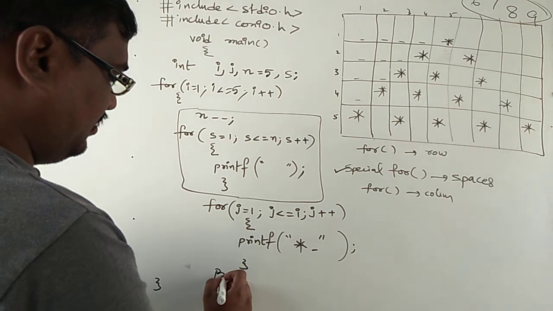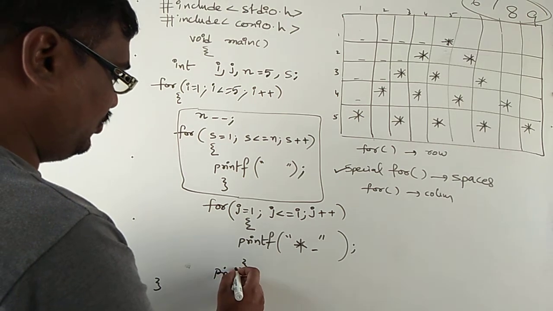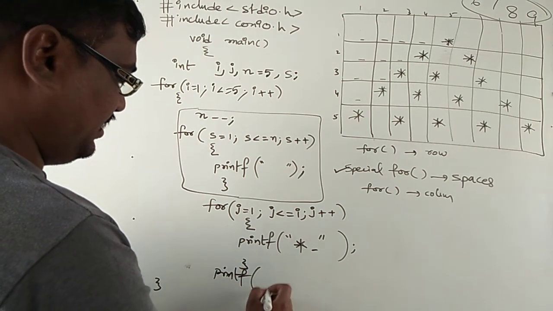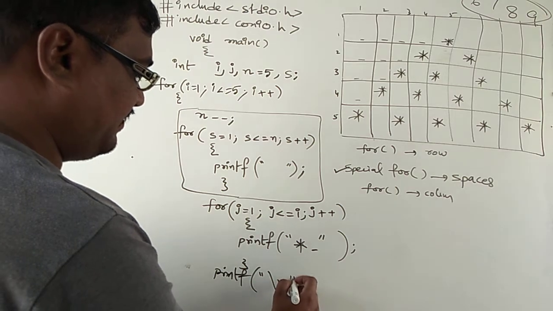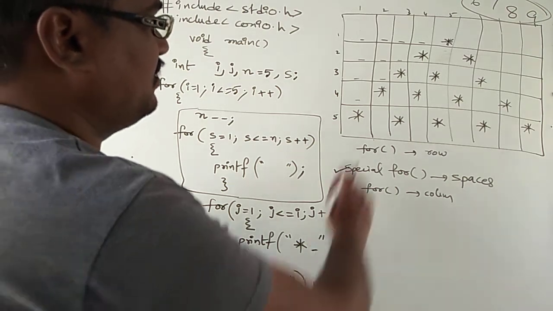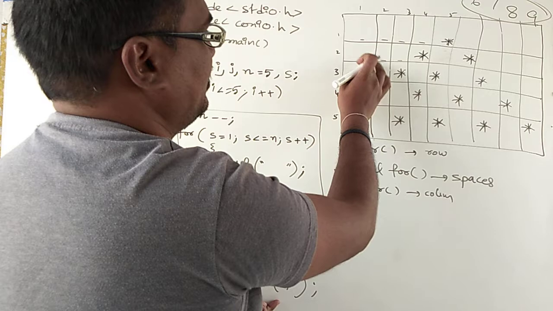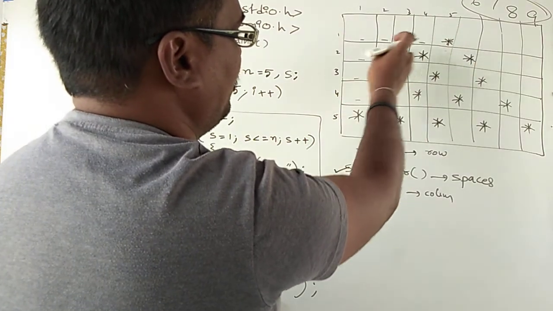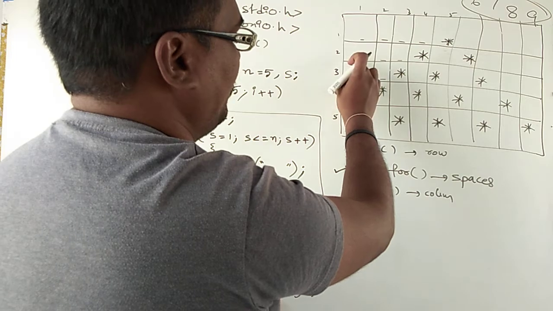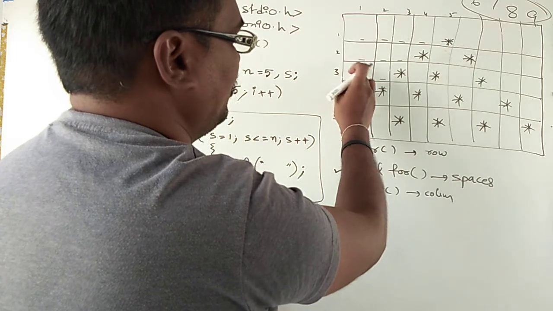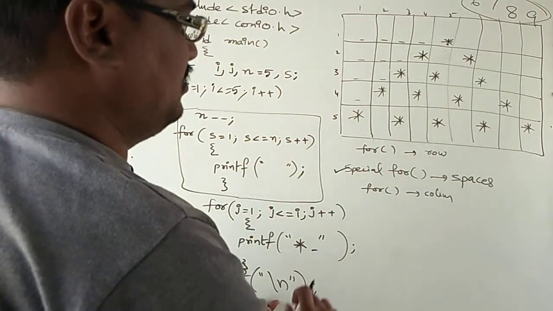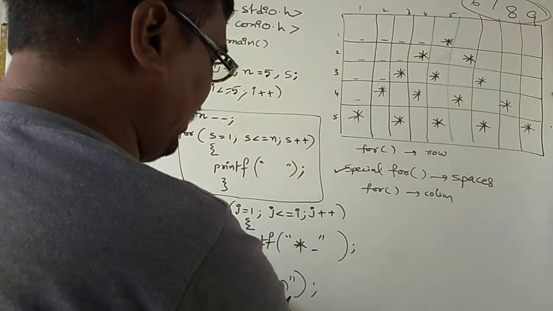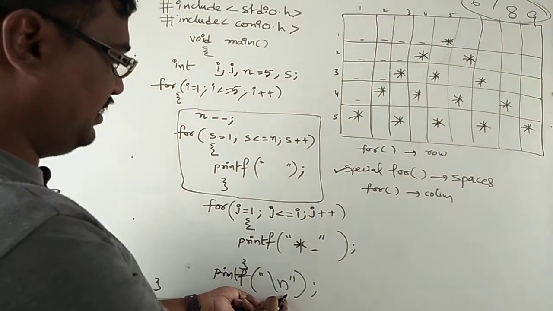Close. Next, I want to place printf with the escape sequence character \n, which means the cursor goes to the next line. After finishing every row, the cursor goes to the next line. After finishing the second row, control goes to the third row. That's why I am using the \n.